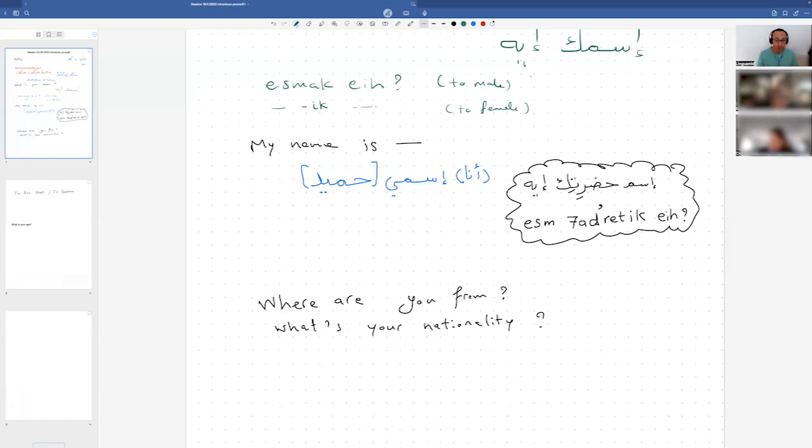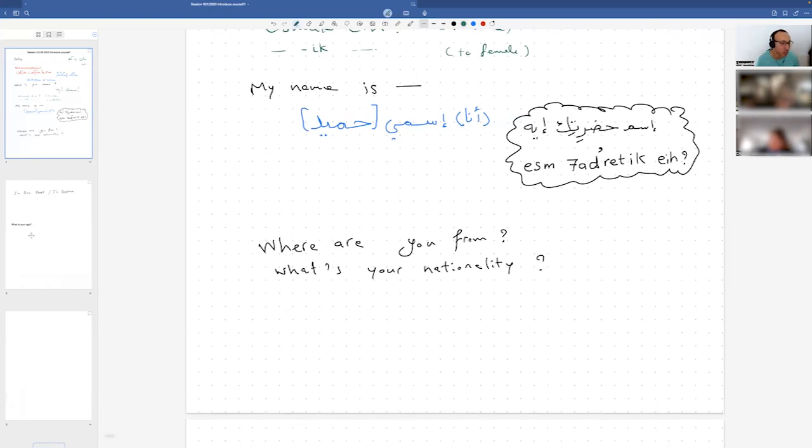You say it formally at the beginning, but usually it is used all the time in formal situations and in situations that require some respect in talking. اسم حضرتك إيه? Here, instead of adding the pronoun to the اسم, remember when we said اسمك? It's simply the noun ism with the pronoun attached to it at the end. Here we make a slight variation. We attach the pronoun to حضرت instead of اسم. So here we say, for example, let me also add this one here.